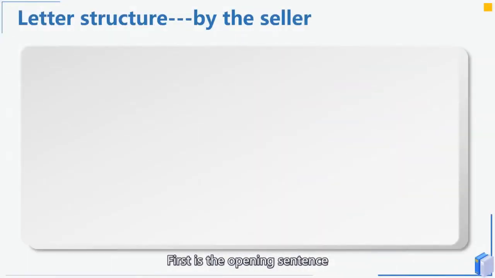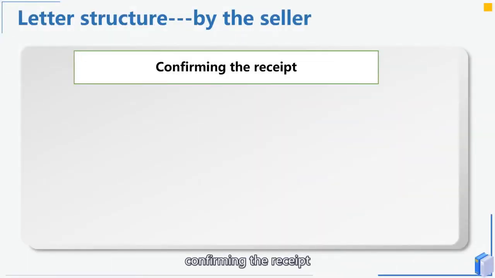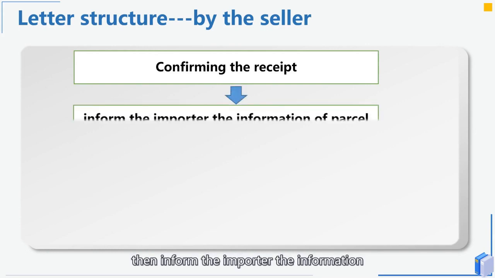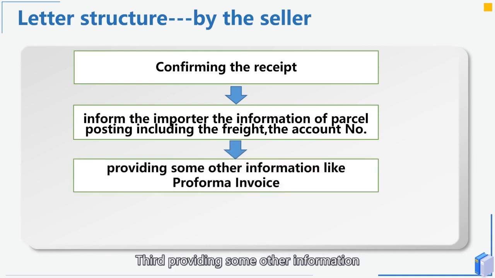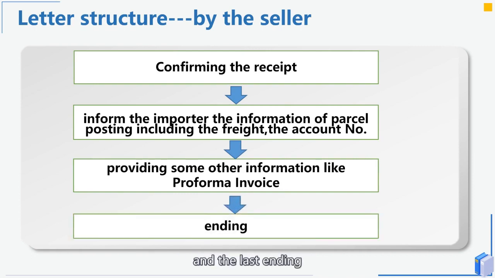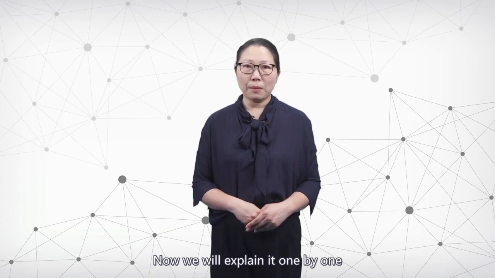First is the opening sentence, confirming the receipt of the correspondence by the importer. Then inform the importer of the information of parcel posting, including the freight, the account number, and so on. Third, providing some other information like pro forma invoice. And the last is ending. Now we will explain it one by one.